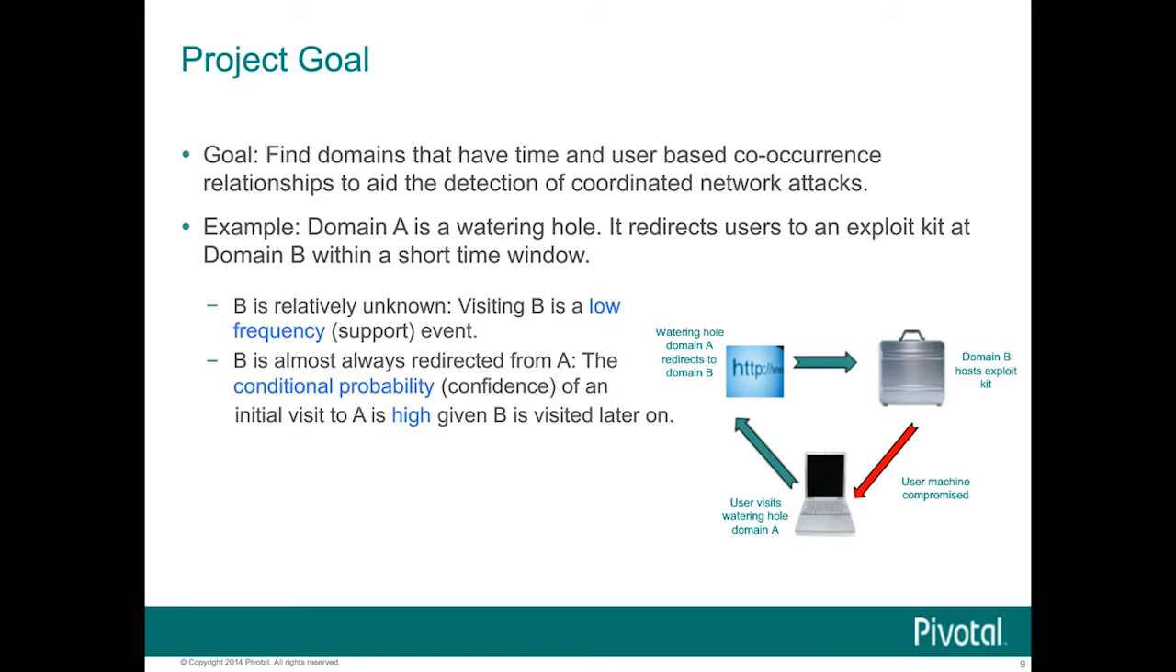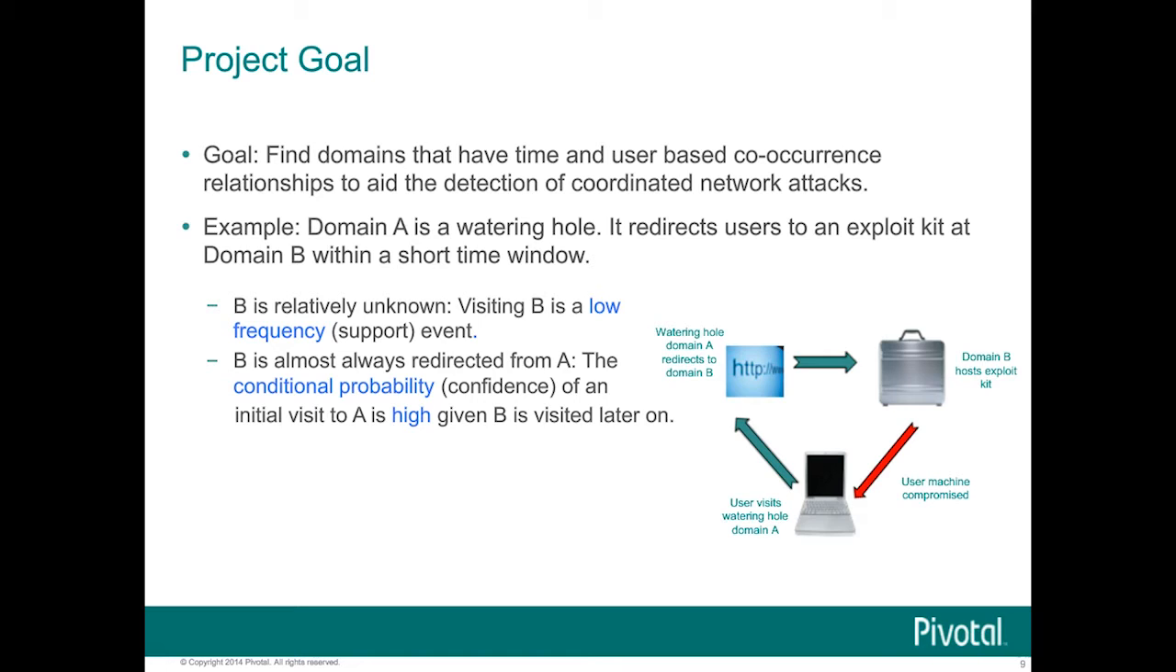So what exactly is a watering hole attack? As you can see from the figure in the slide, say a user visits a watering hole domain A. So the domain automatically redirects the user to another domain B. Domain B is typically a rare website. So visiting domain B is a low frequency event. But domain B has an exploit kit, which ultimately leads to the user machine being compromised.